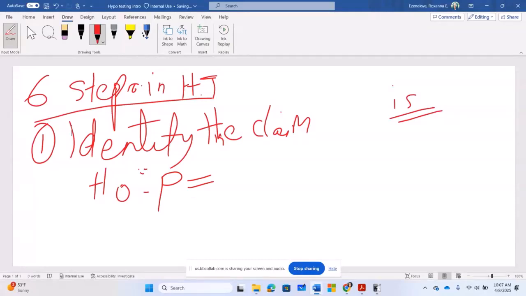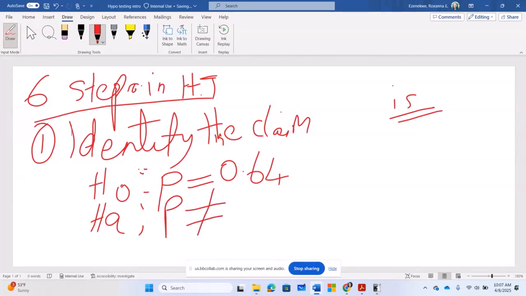And now this person was saying 64%, so I'll put it in decimal. So the claim is that the percentage is 64. Percentage of volunteers is 64. That's what the claim is. Well, if somebody does not agree, then there's an alternative hypothesis. And that alternative hypothesis will say the opposite of equal sign, not equal to. And I want you to know that not equal to can be greater than or less than.